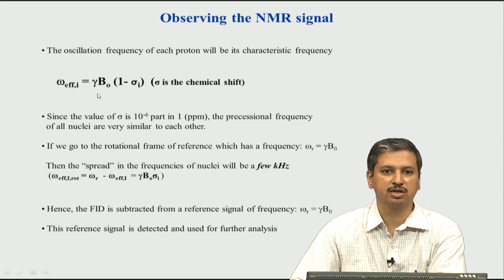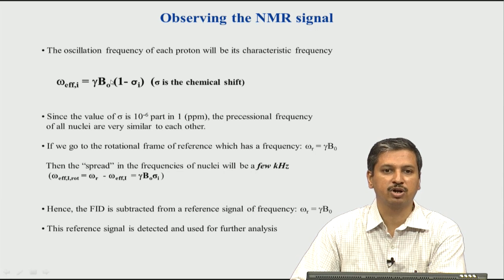Remember I said that when we synchronize the motion of the spins with the B1 field, the B1 field is applied at this frequency, omega equal to gamma B0. At this frequency all the spins are now static because they are all synchronized. But all the spins do not have the same frequency; they have slightly differing frequency because of this factor. So this factor makes them different from each other. Therefore, you can never be synchronized with all the spins at the same time.